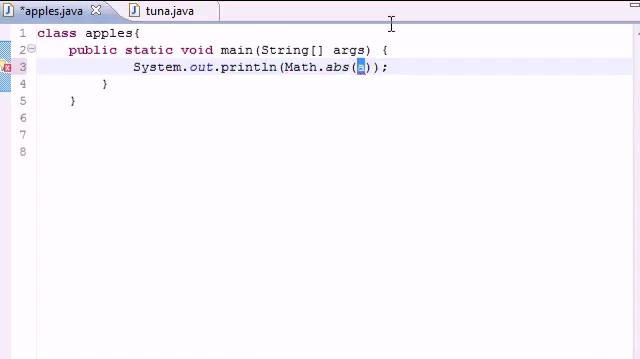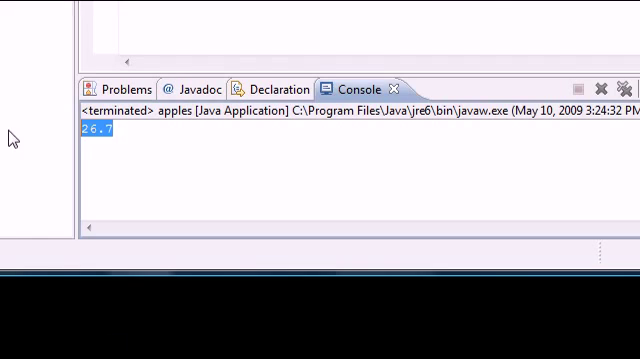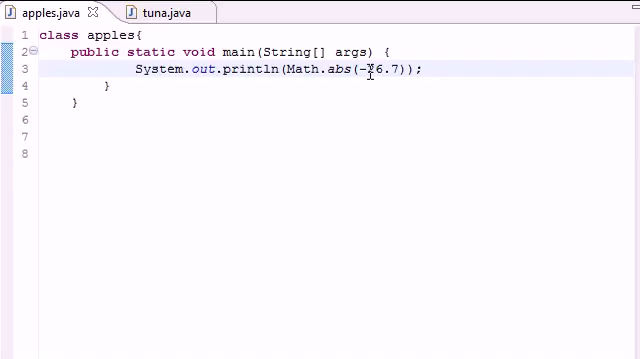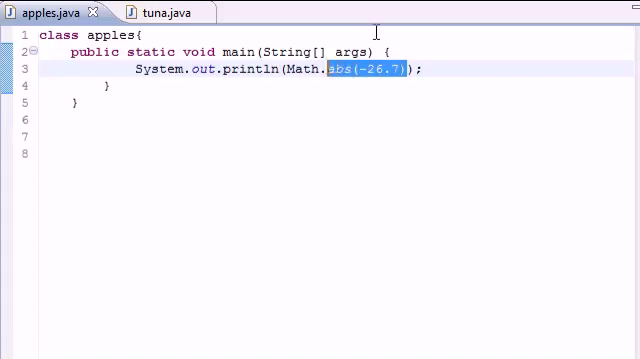Now what the absolute value does is take any number, negative or not, and give you the absolute value of it. So if you have 26.7 and you go ahead and run this, it would output 26.7. If you have a positive 26, it would give you 26. If you have negative 26, it would give you 26. It's how much away from 0 that this is. So that's what ABS does, absolute value.